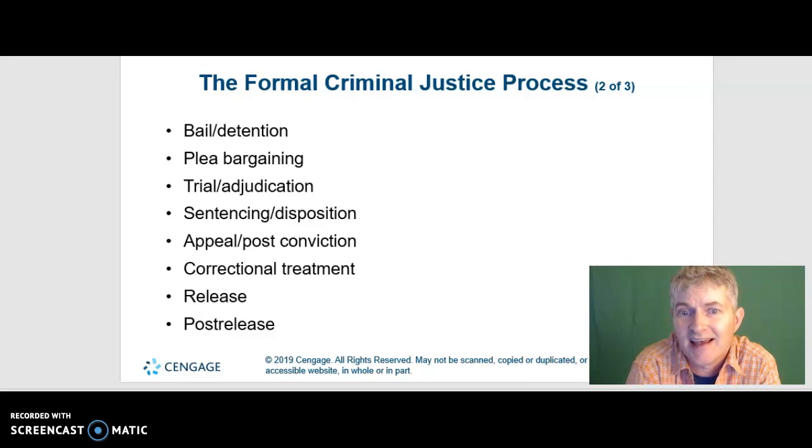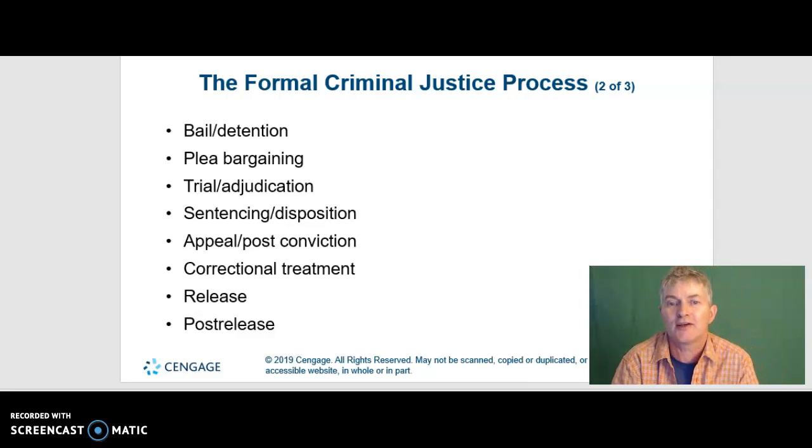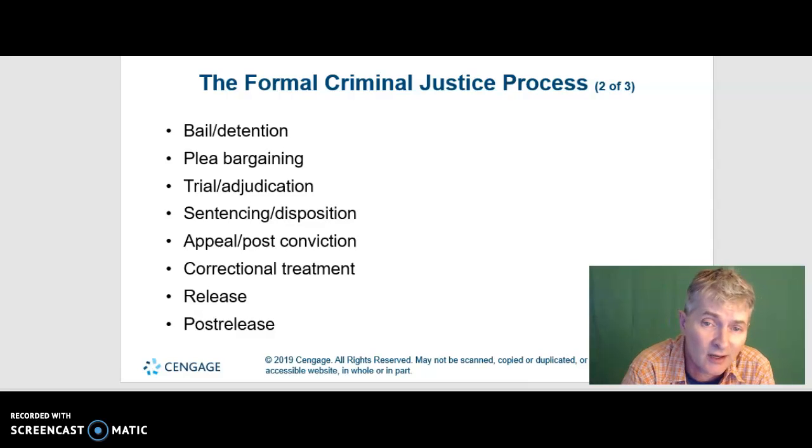Of course, this is the end of every crazy trial you've ever seen on TV. What's going to happen? Do they win? Do they lose? Are they not going to jail? Are they going to jail? And then, of course, that leads us into an appeal.